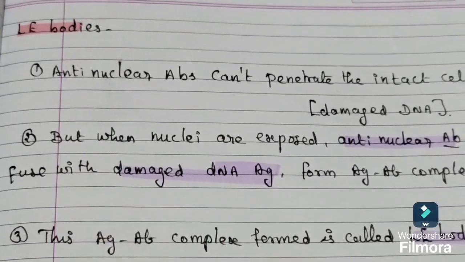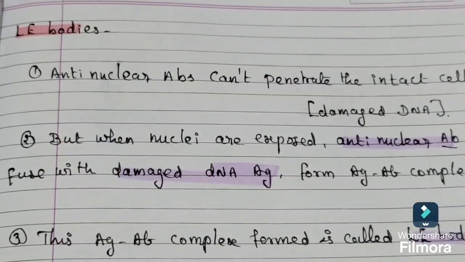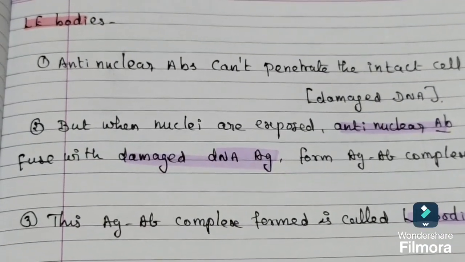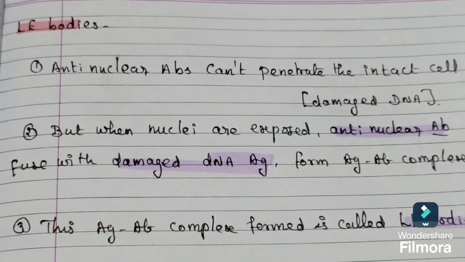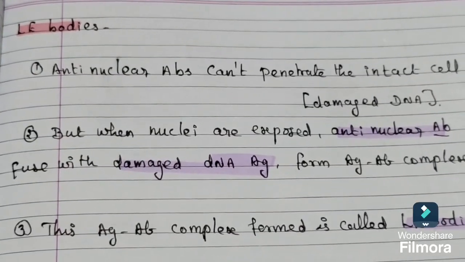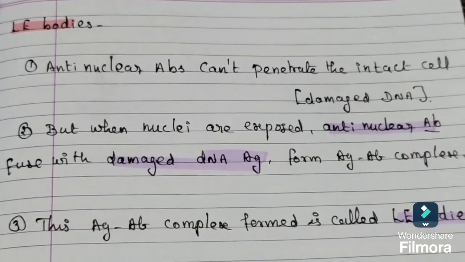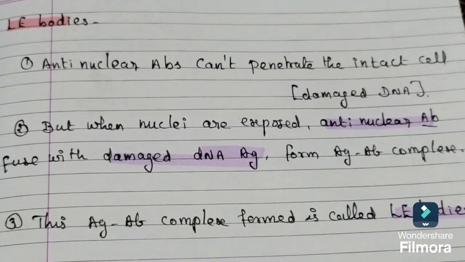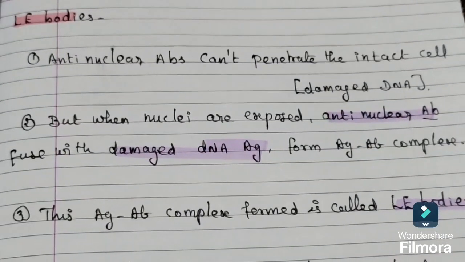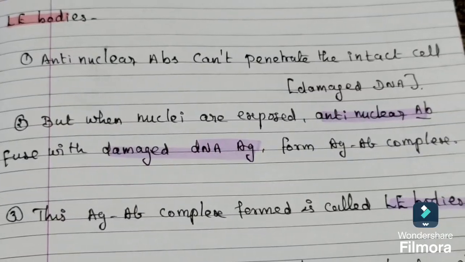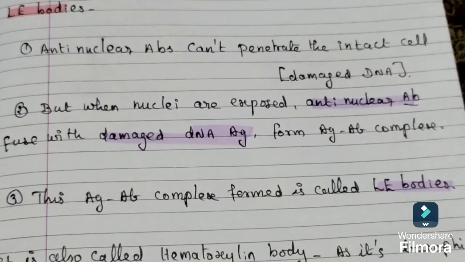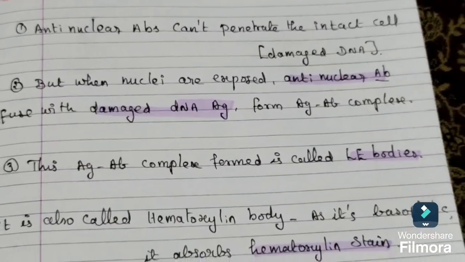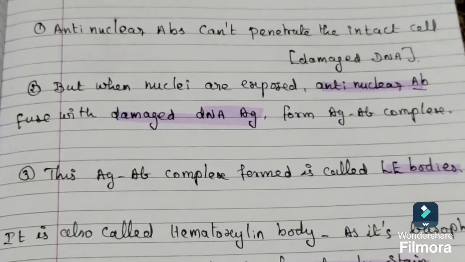Here, the cell we are talking about has damaged DNA. So the anti-nuclear antibody cannot penetrate the intact cell with damaged DNA. But when the nuclei are exposed, this anti-nuclear antibody fuses with the damaged DNA antigen. When the antibody and antigen fuse, they form an antigen-antibody complex.